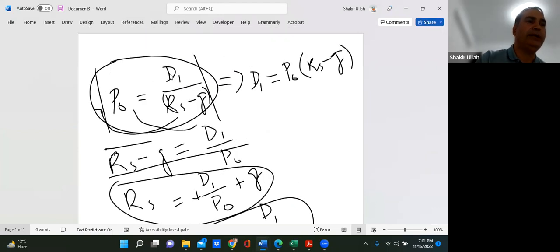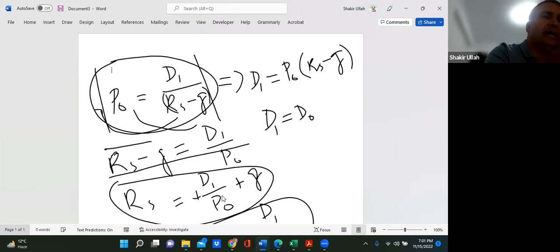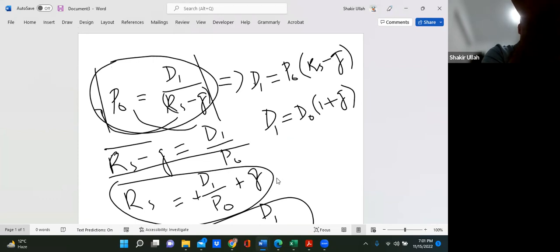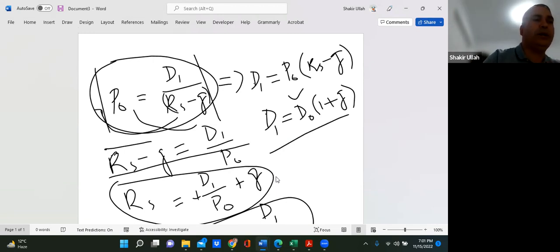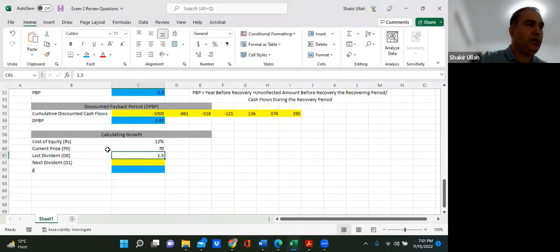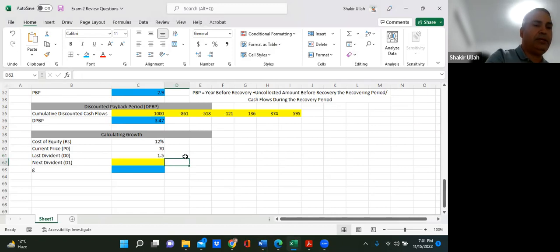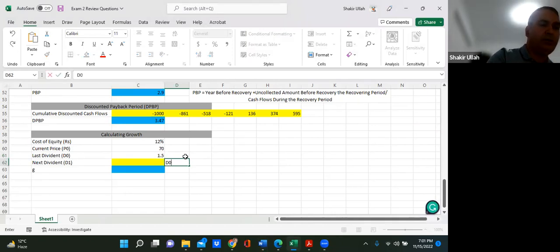This is the formula, right? D1. How can we calculate D1? Of course, if you're not given D1, D1 would be equal to D0, which is the last dividend, multiplied by (1 plus G). That means we give it one growth, and that would be the next dividend, right? That would be equal to D1. So just in case you are given D0, you can use this formula to calculate D1, right? So D1 would basically be equal to D0 multiplied by (1 plus growth rate).